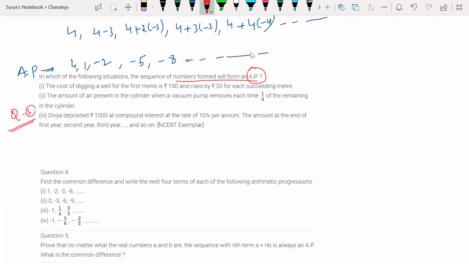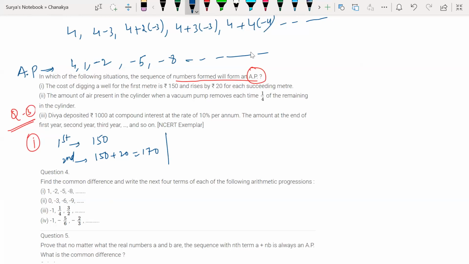Here the first option is a very good option. Very good, beta. So the first dig is what? The first meter is 150 rupees. After that, for the second meter, it will be adding what? 20 rupees, meaning 170.